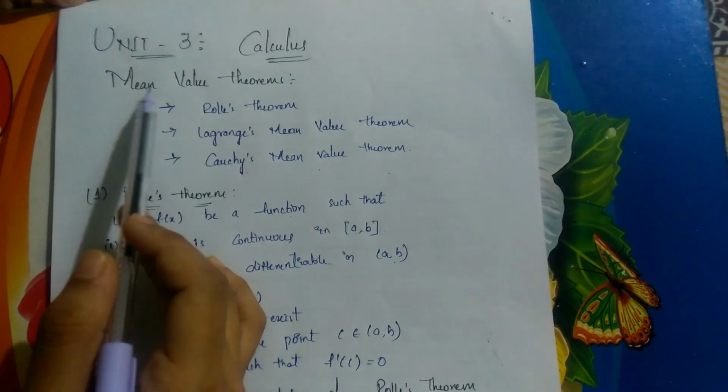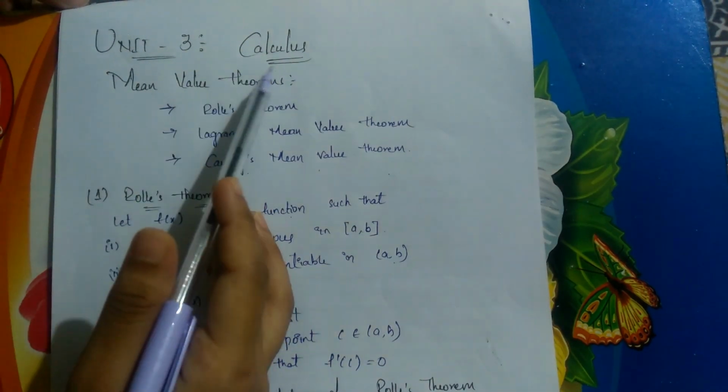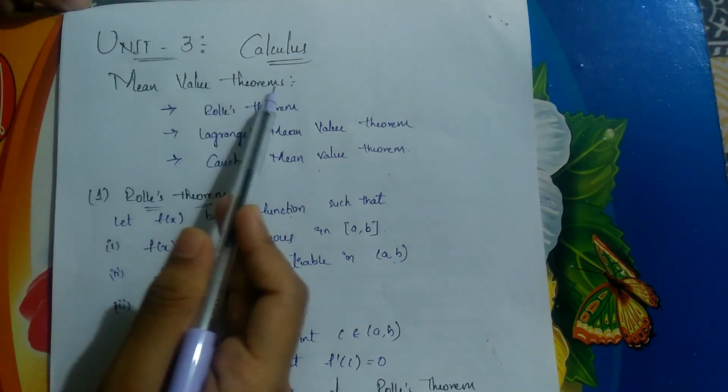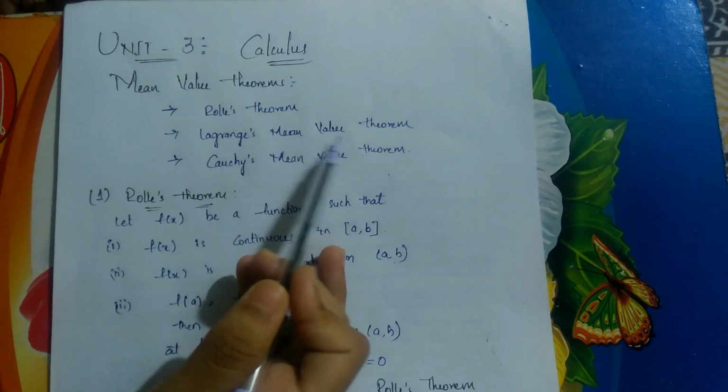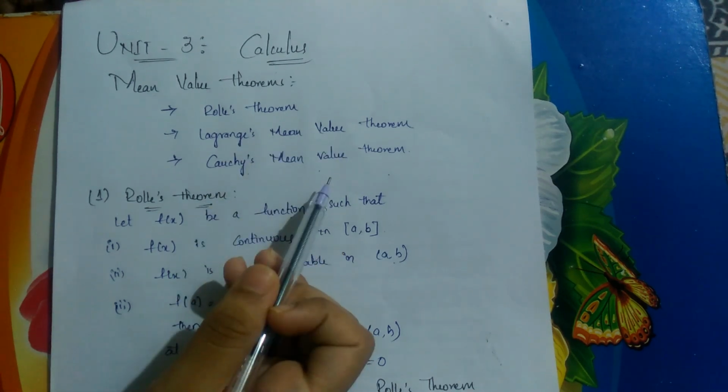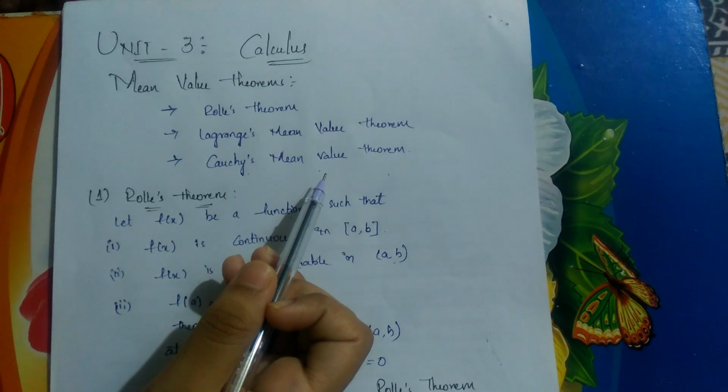Here we shall start a new chapter, that is Unit 3, called Calculus. Mean value theorems. We have three mean value theorems: Rolle's theorem, Lagrange's mean value theorem, and Cauchy's mean value theorem. First we will discuss Rolle's theorem.